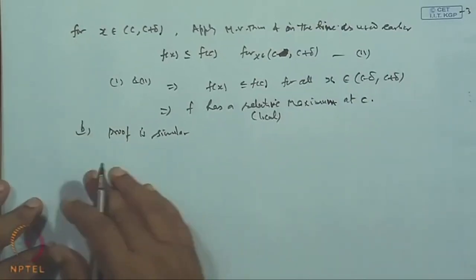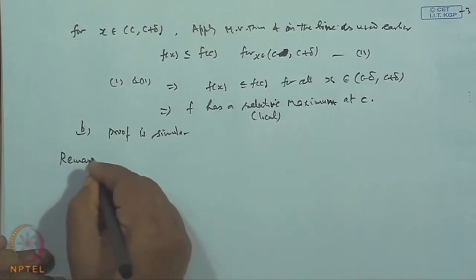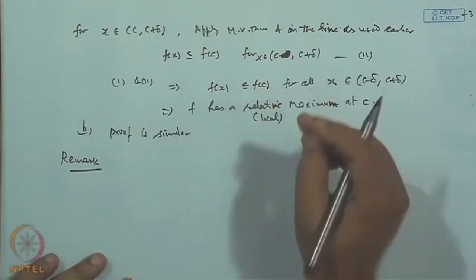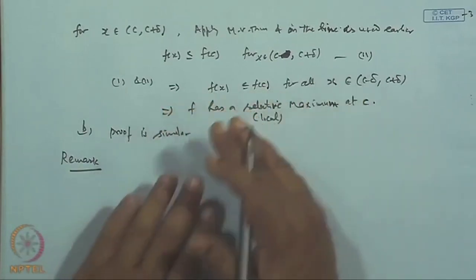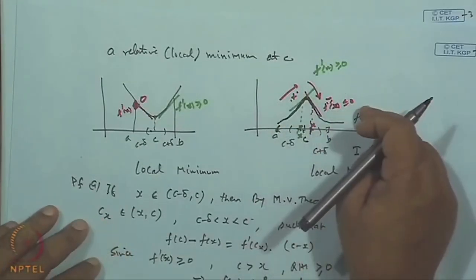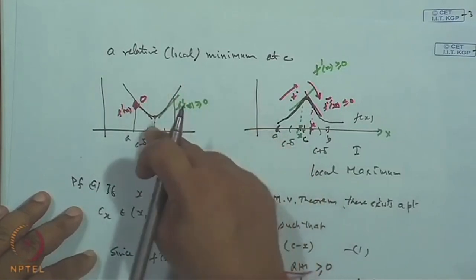Now, the converse of this is not true, remark, because what we have seen is, we are assuming the derivative is non-negative on the left hand side and non-positive on the right hand side, then there is a maximum. Here in this case, non-negative here and non-positive here. Here it is non-positive and non-negative, then minimum.